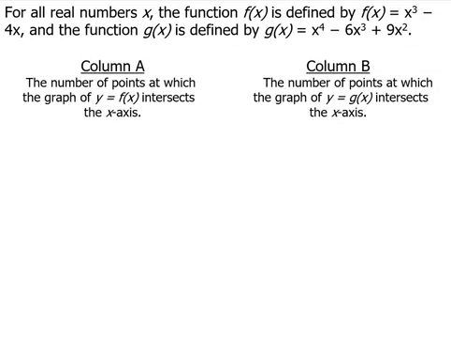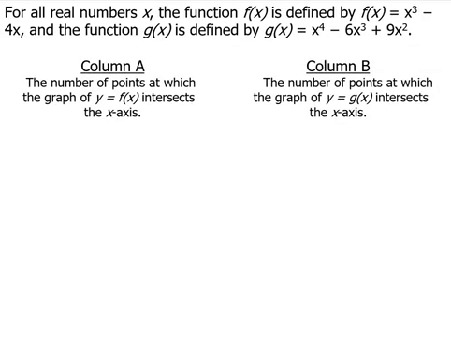First thought, the Jerry does not want you to graph these equations at all, so we are not going to bother drawing up a coordinate axis here. So column A, the number of points at which the graph of y equals f of x intersects the x-axis. And column B, the number of points at which y equals g of x does the same.